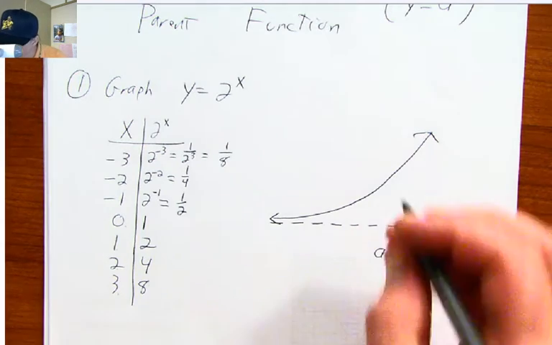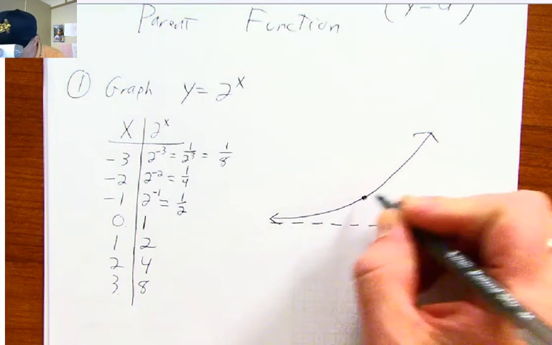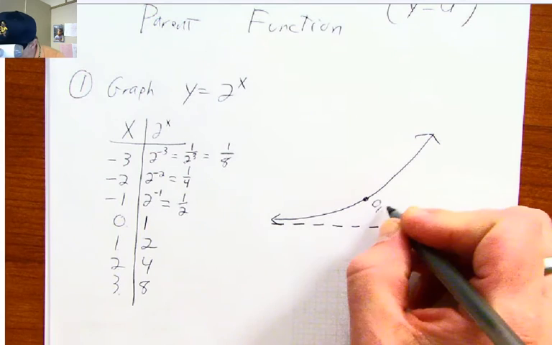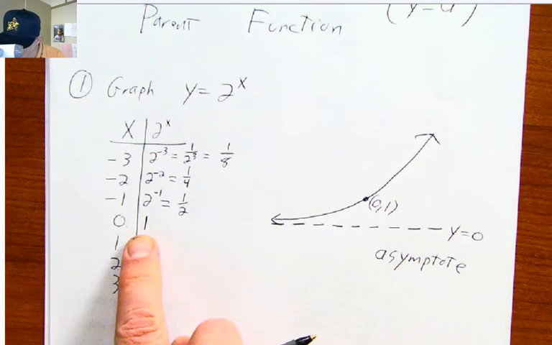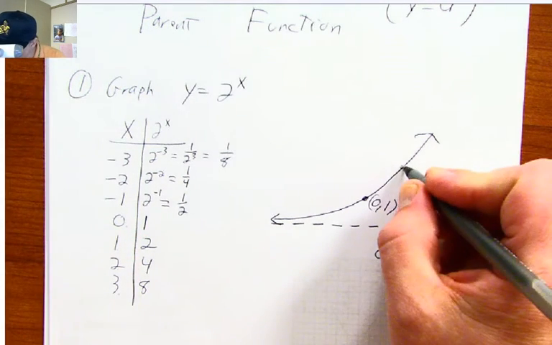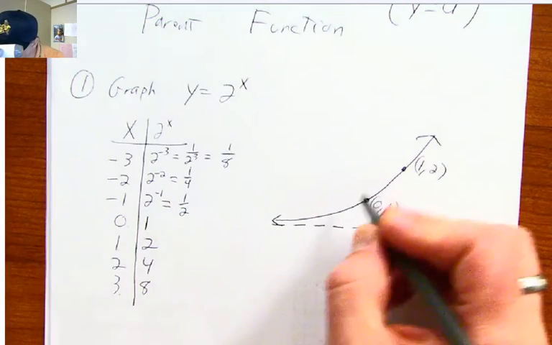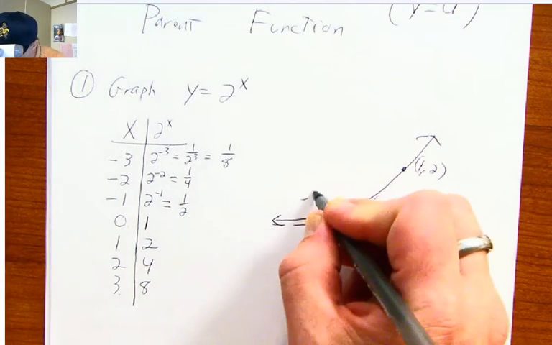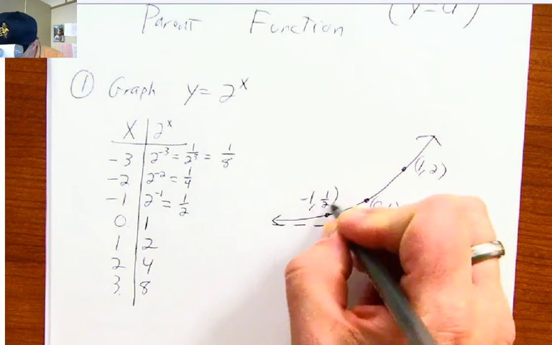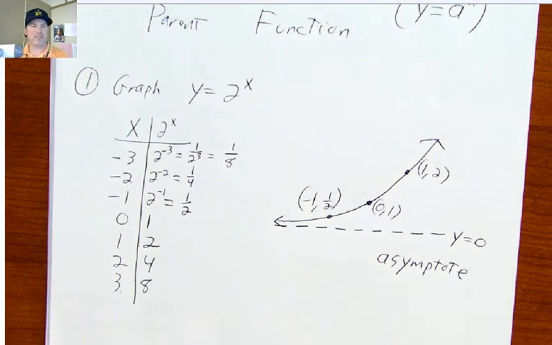Now, remember how our previous chapter had key points? We also have key points. We have a key point at (0, 1). We have a key point at (1, 2). And then we have a third key point at (-1, 1/2). So this would be the parent function for y equals 2 to the x.